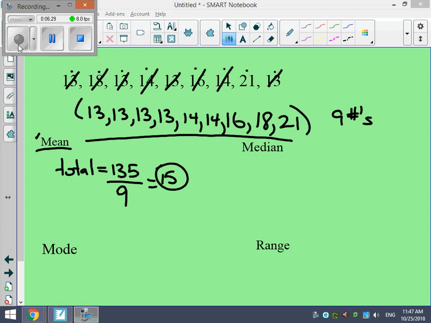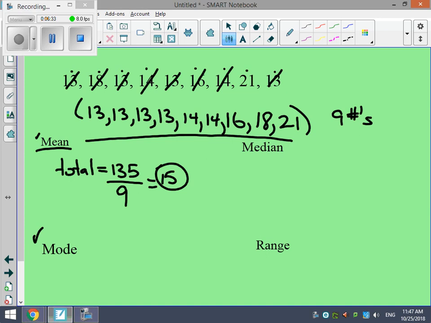Remember that mode is the number that appears the most often. Now 14 is repeated more than once, but 13, as you can see, is repeated 4 times. Without rewriting the data set, I can just write that my mode is 13. It is the number most repeated.